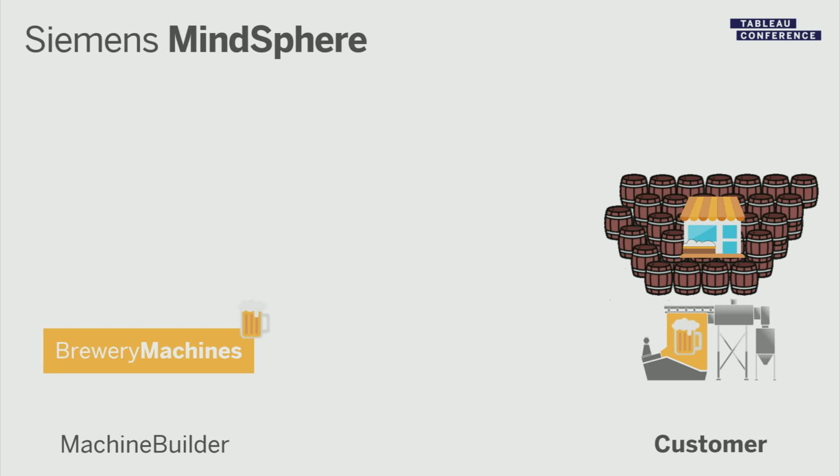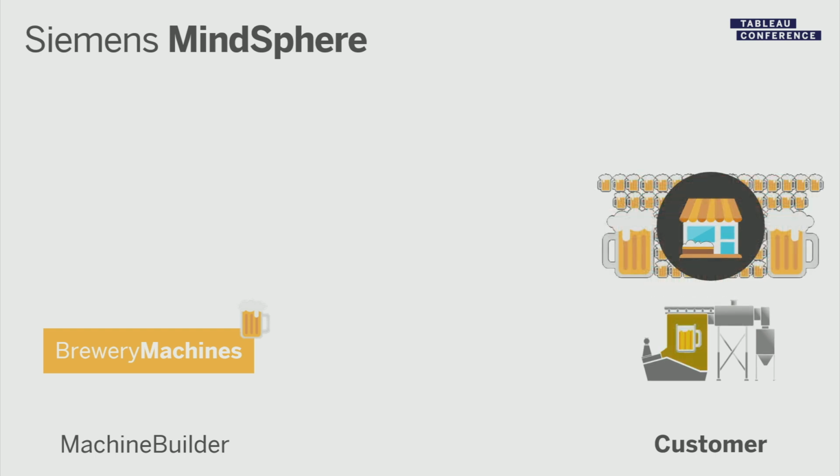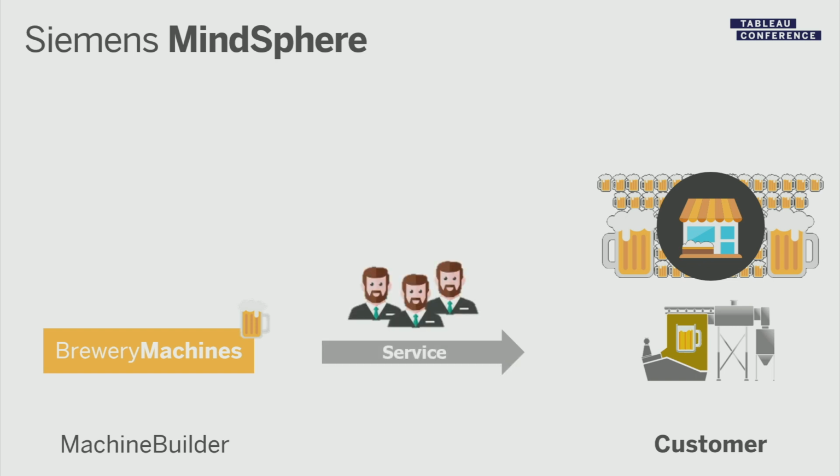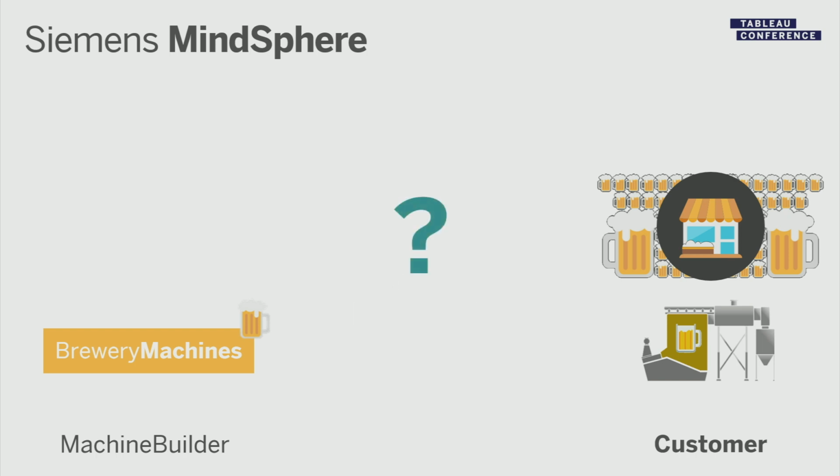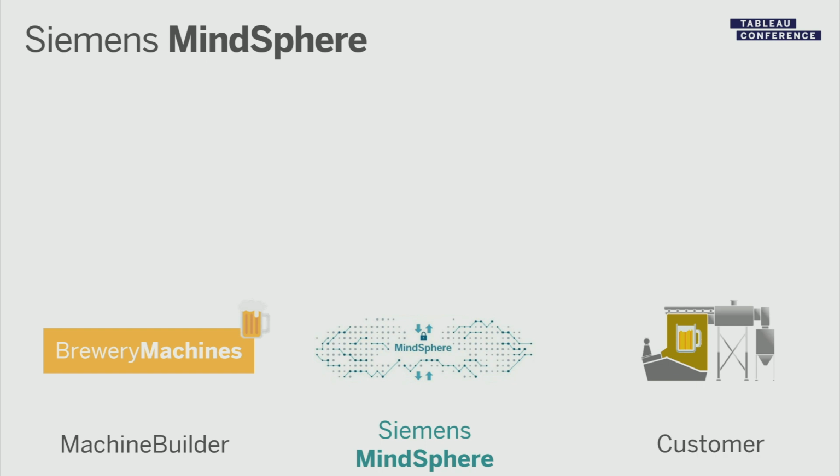Now let's say, at a certain point in time, the machine doesn't work anymore, right? It stops working, you can't produce beer, so you're going to run out of beer and you can't sell it anymore. And of course, that has got a huge impact on your revenue. So you need to go back to Brewer Machines, you need to ask for services in order to fix it. But what if somebody would prevent that this happens at all? And that's exactly where MindSphere comes into play.